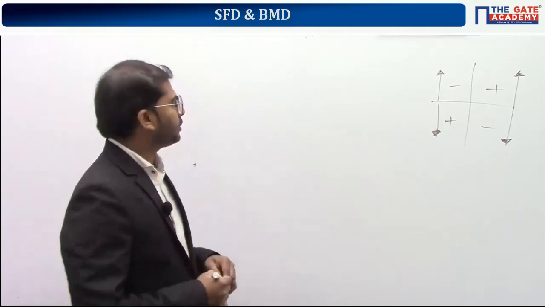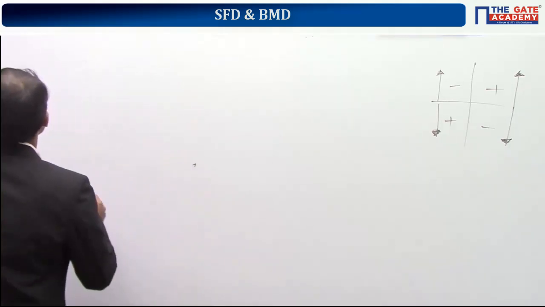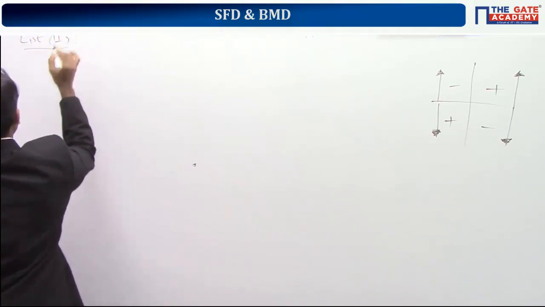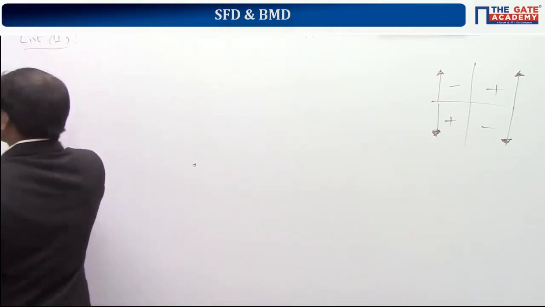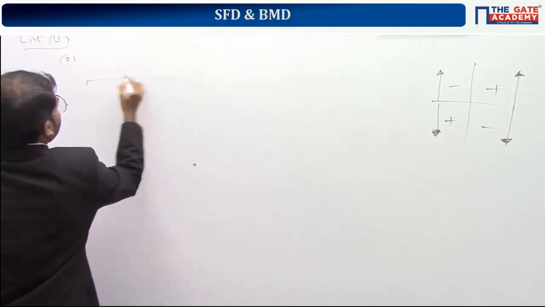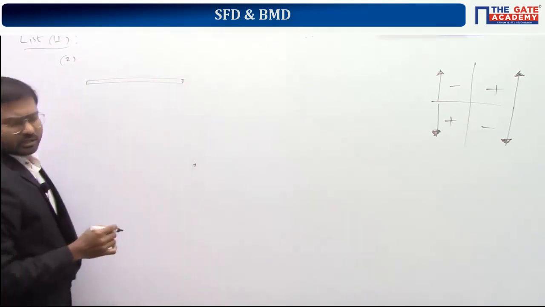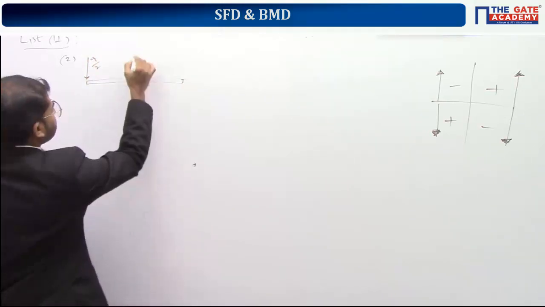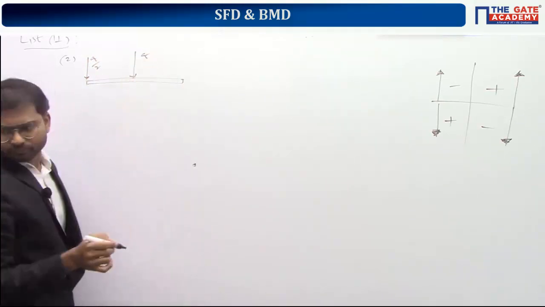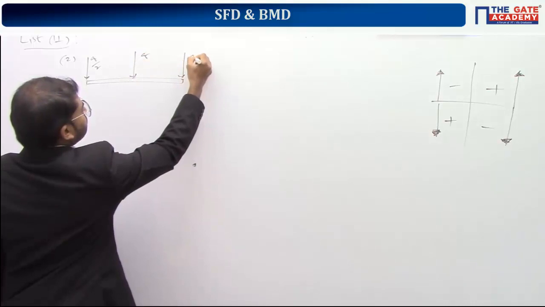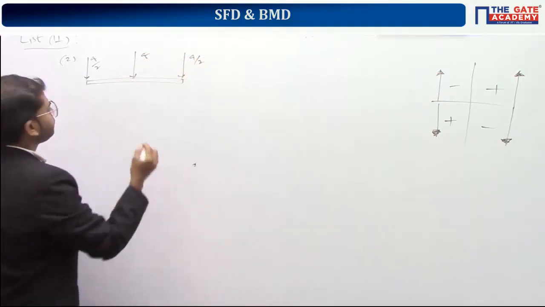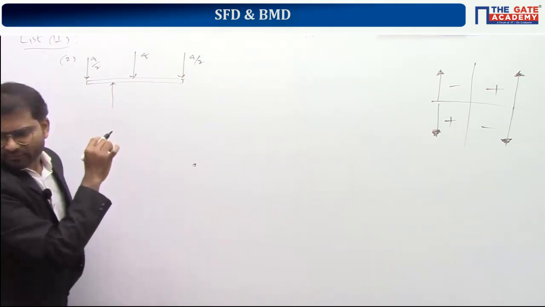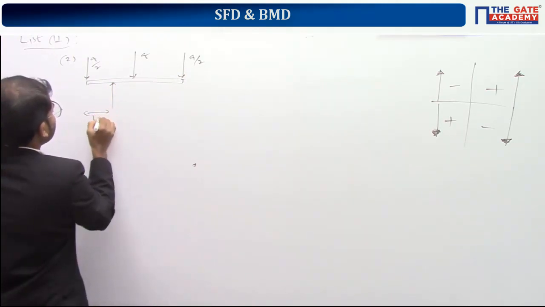If you see the list number 2, if you are going with the second loading condition, it's given that the beam is experiencing Q by 2. This is Q. This is Q by 2. So here if you see, they have given this length is equal to L by 4.